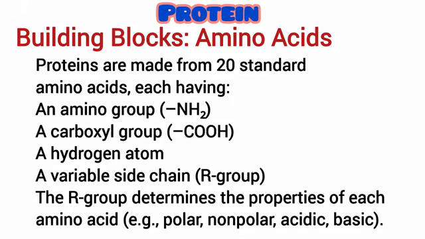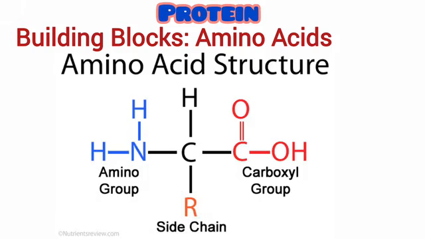Now, each amino acid is made up of amino group, the carboxyl group, the hydrogen atom, and the R group, which is actually a variable side chain. Now, note that the R group determines the property of each amino acid. Now, as you can see from the diagram, you can see the amino group, you can see the R side chain, you can see the carboxyl group, and on top you can see the hydrogen atom.